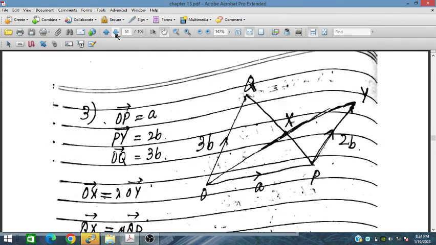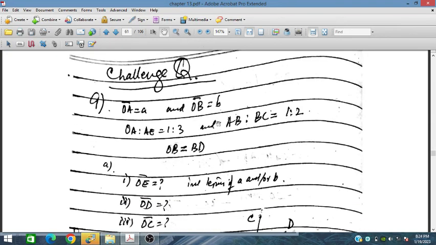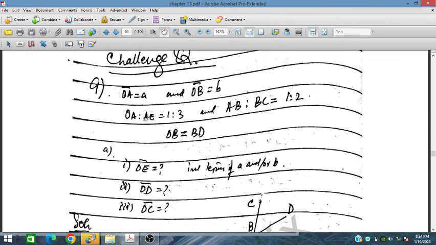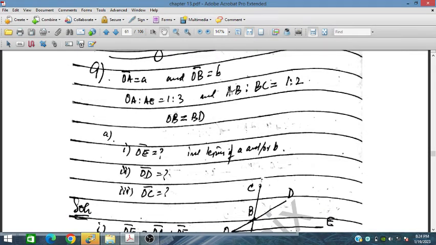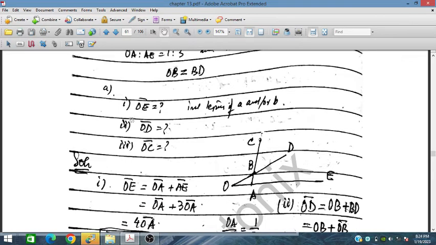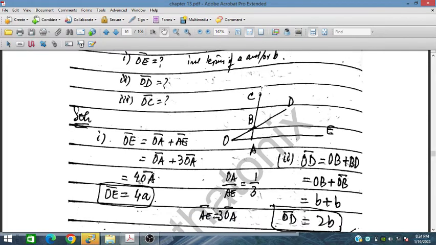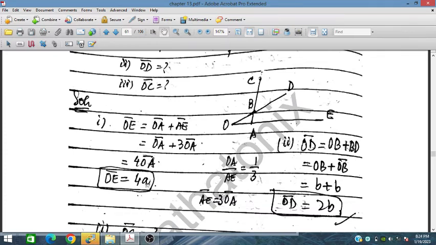So let's go to question number 9. Here we have OA equal to a, OB equal to b, OA to AE ratio is 1:3, AB to BC ratio is 1:2, and OB and BD are equal. We have to find OE in terms of a and b. OE is equal to OA plus AE, and AE is given as 3OA, so this becomes 4OA. So OE is equal to 4OA.